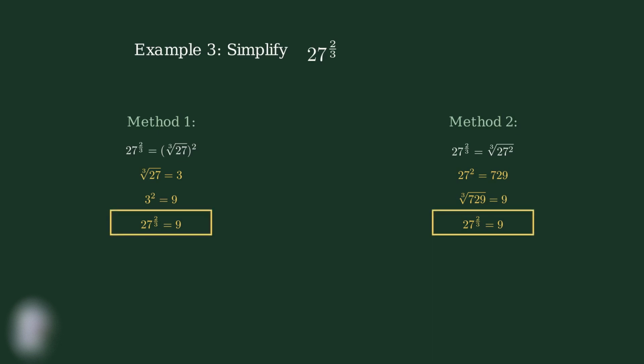Notice that both methods give us exactly the same answer, 9. This demonstrates the fundamental equivalence of these two approaches to fractional exponents. So which method should you choose?